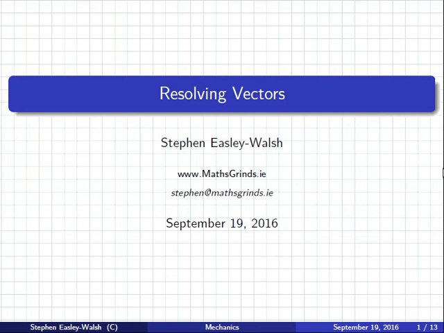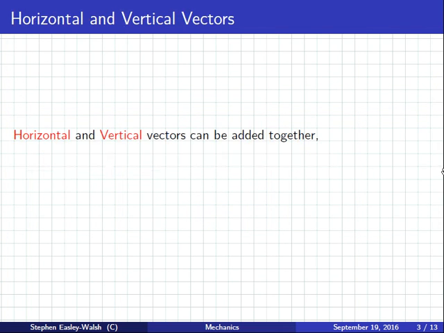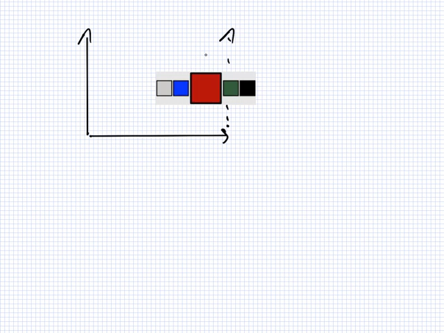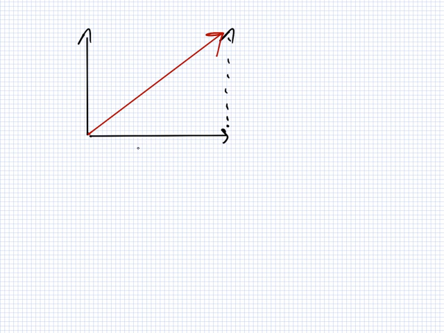Resolving vectors? Yes. Okay. Right, so we're looking at perpendicular vectors. Horizontal and vertical vectors. Do you know these words? You know them from math class. They can be added together just like normal vectors. They're not anything special, but this is a common problem in mechanics. It's common to have a horizontal vector and a vertical vector and then add them together. In this example, if this is the horizontal and this is the vertical, this is the horizontal plus the vertical. So that's not special. In fact, you did something like this in your homework.